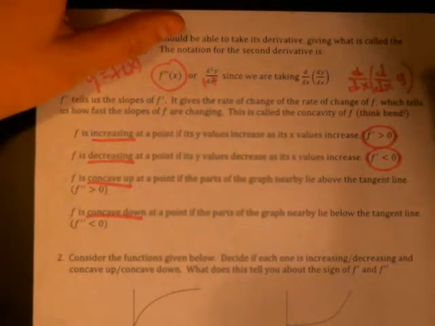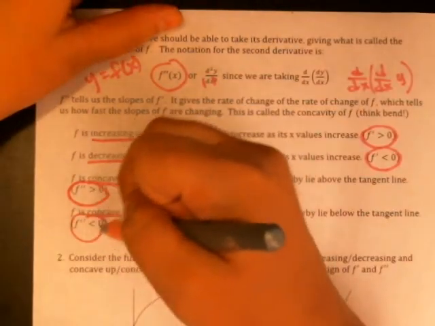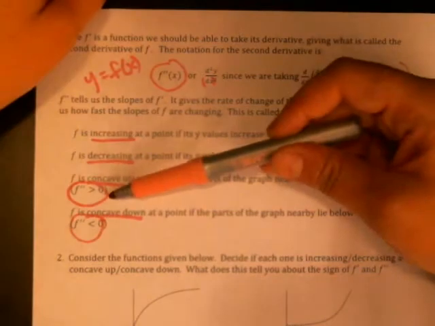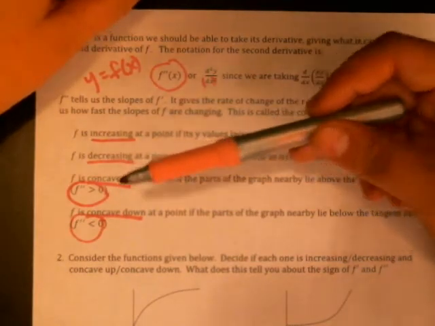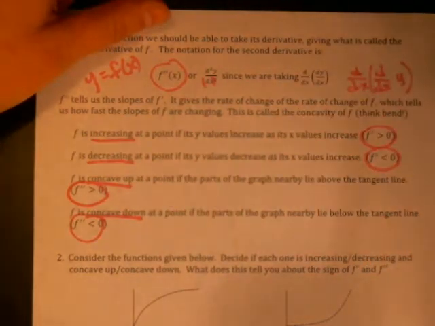So with that in mind, and also this tie-in, concavity is related to the second derivative. If the second derivative is positive, you're talking about a function being concave up, and if it's negative, the function is concave down.